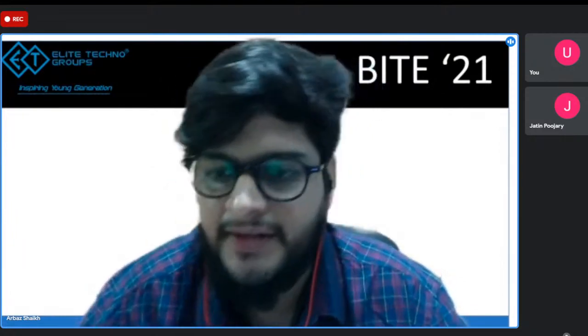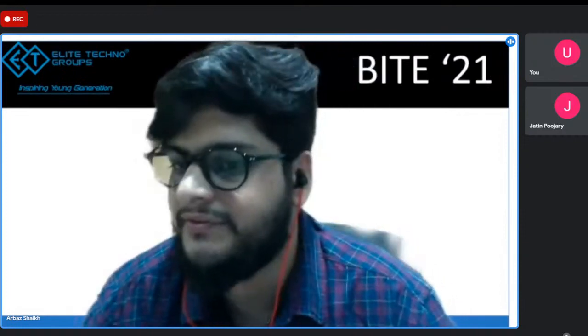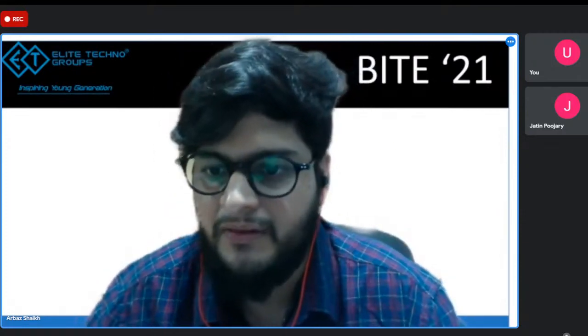Shashwat is asking, does front wheel or rear wheel drive affect the steering of the vehicle? No, it actually does not affect the steering of the vehicle. Even if you have front wheel or rear wheel drive, steering will work in the same way.